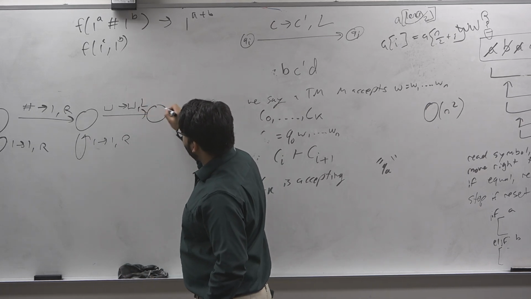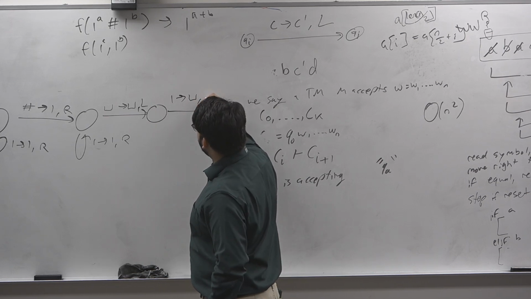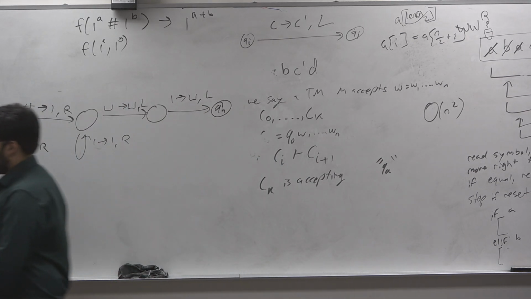And then we're going to write that blank back, and then we're going to move left, and then if we see a 1, we're going to write a blank and move, it doesn't matter. Let me double check that. That sounds right though, right?